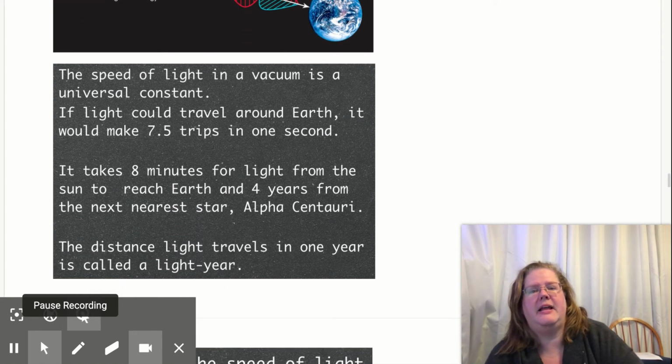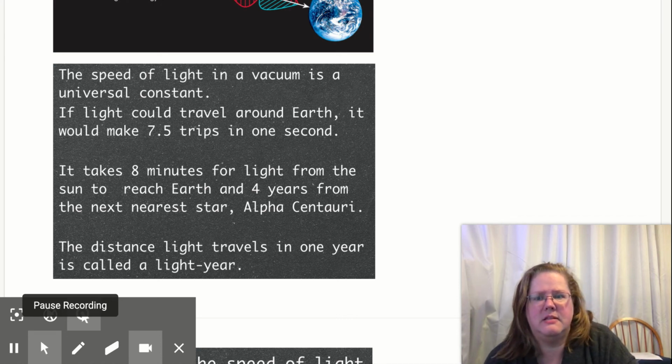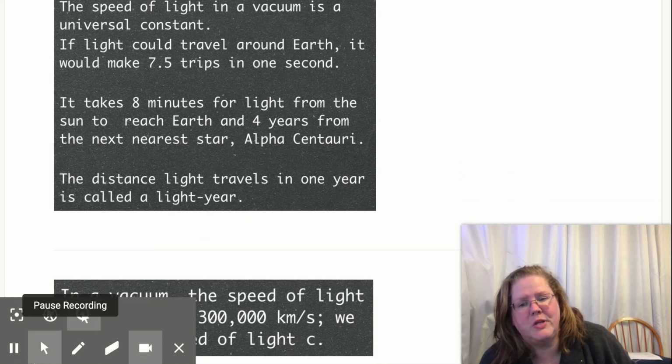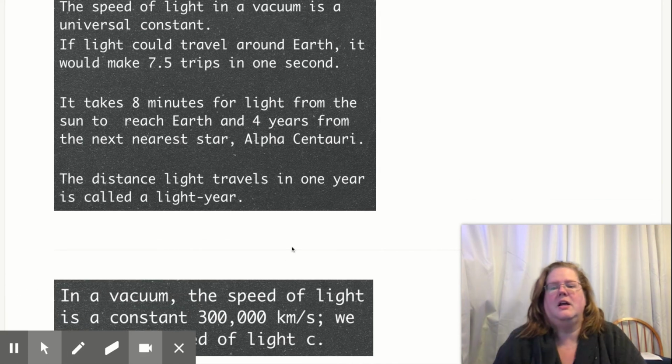So the speed of light in a vacuum is a universal constant. The light could travel around the Earth, it would make 7.5 trips every second. It takes 8 minutes for light to get from the sun to the Earth, and 4 years from the next nearest star, Alpha Centauri. So think about that. In 8 minutes, light travels 93 million miles to reach us from the sun. That's fast. The distance light travels in 1 year is called a light year.